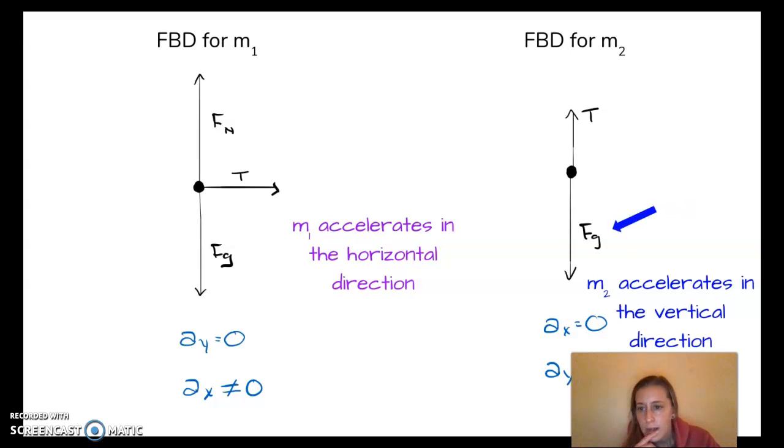One more thing to note, Fg, what is this? This is the weight of the object, and you already have derived the value for weight. You know that weight is equal to the mass of the object times the acceleration due to gravity. So another way of writing Fg is mass 2 times gravity.